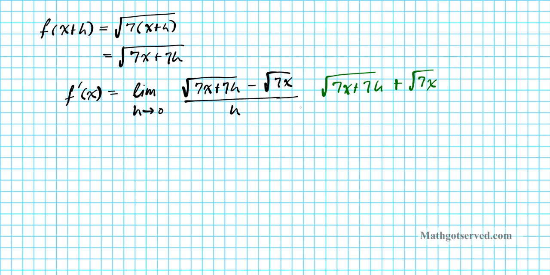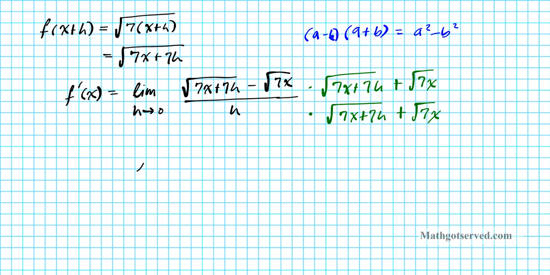So multiply that in the numerator, and in the denominator you also have to multiply the square root of 7x plus 7h plus the square root of 7x. Alright, when you distribute the top, you have a difference of squares, right? So remember, if you have a minus b times a plus b, what is it going to be? If you follow this out, the middle terms cancel out, so you'll be left with a squared minus b squared. This is the factored form of a difference of squares.